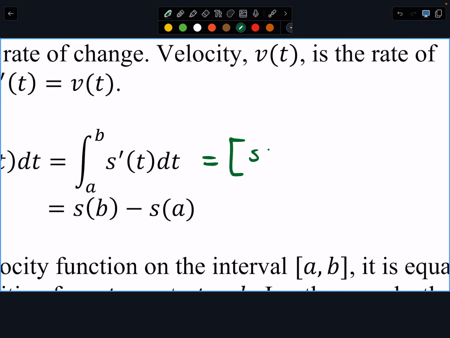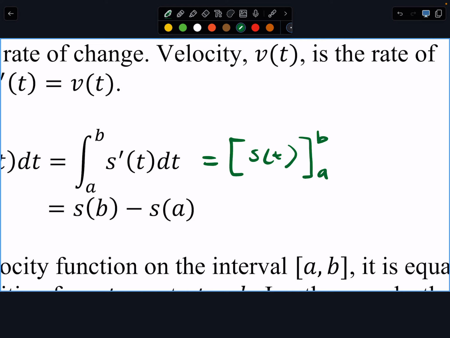This would be equal to s of t. And then when we apply the first fundamental theorem of calculus, we get s of b minus s of a. But let's think about what that means. What is that number? What is s of b and s of a? If we're talking about position and velocity, s of b would represent what? Final position. Yeah, the position of an object at t equals b.